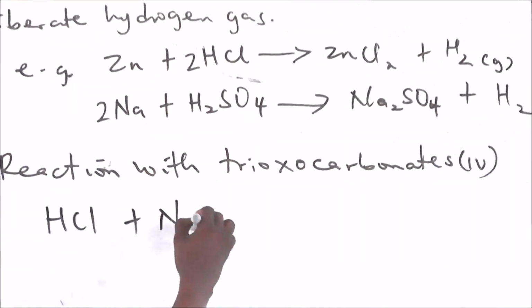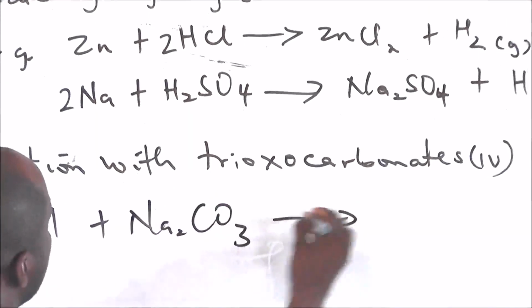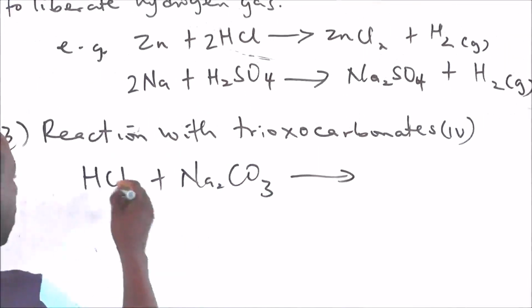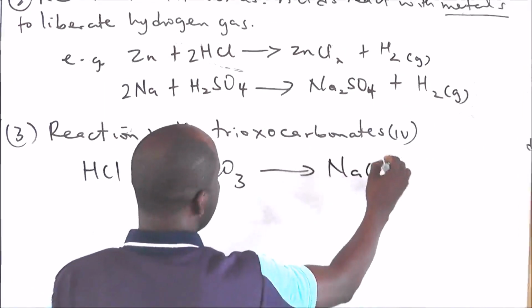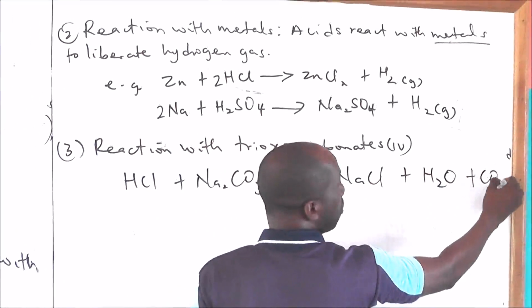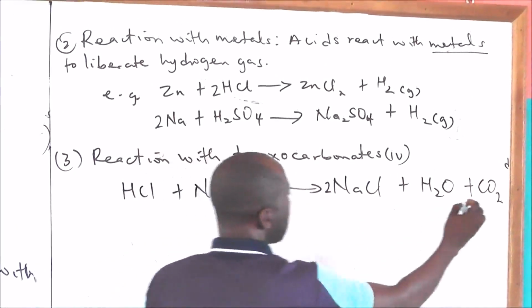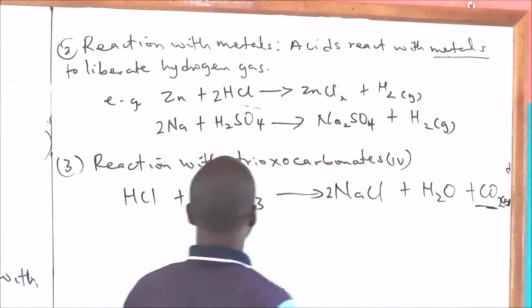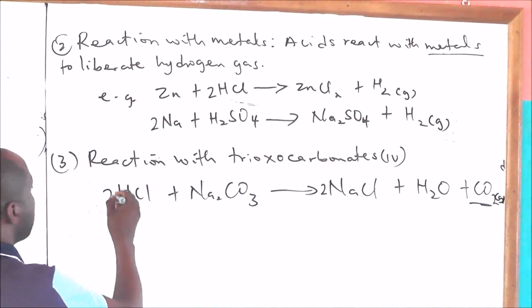For example, we have NaHCO3. This is sodium hydrogen trioxocarbonate(IV). Acid reacts with it to give us NaCl plus H2O plus CO2. So this is the carbon(IV) oxide gas that is being liberated in this reaction.